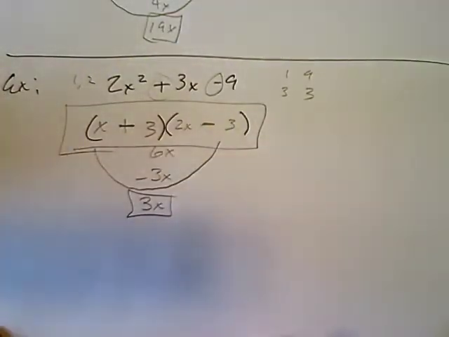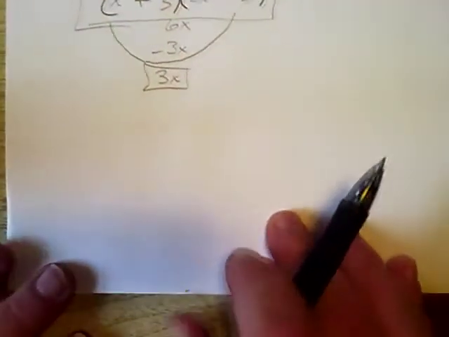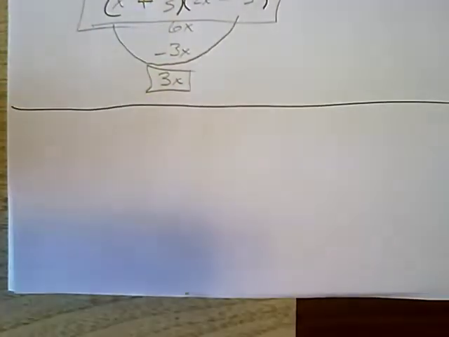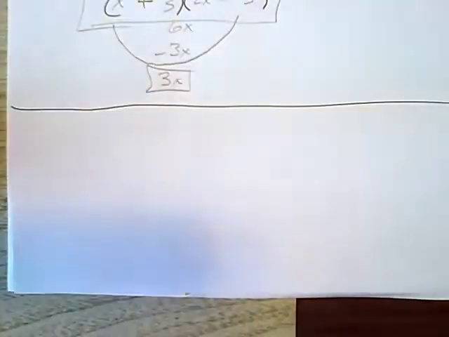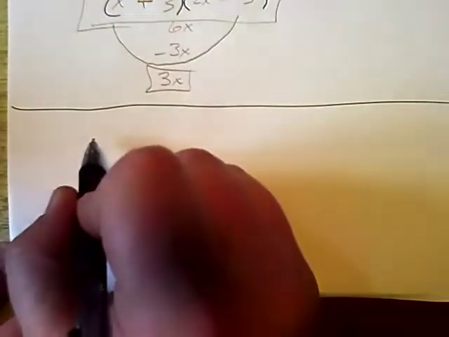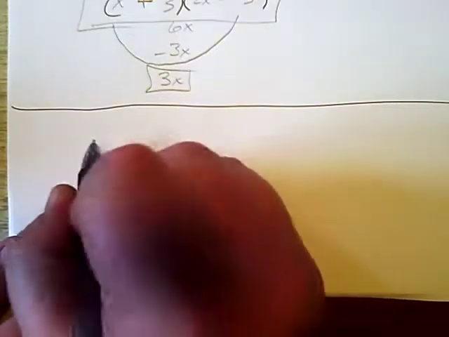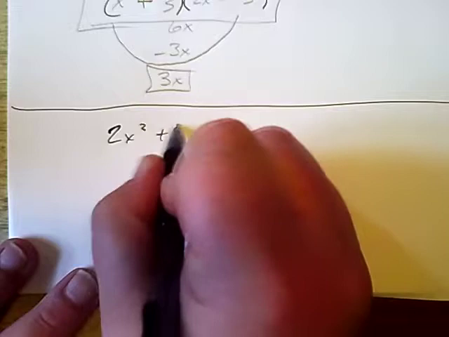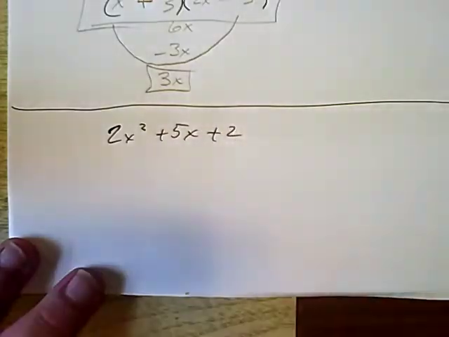Well, we've gotten lucky 2 times in a row. It makes me think that this factoring thing isn't so difficult, is it? Let's find out. Alright, so let's try another one. Let's try 2x squared plus 5x plus 2.